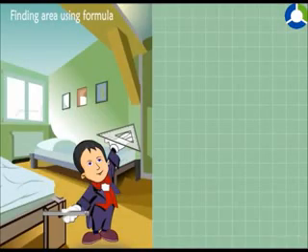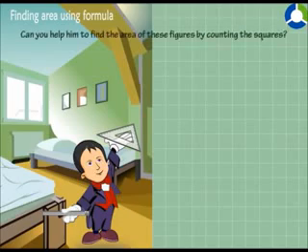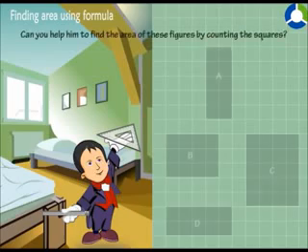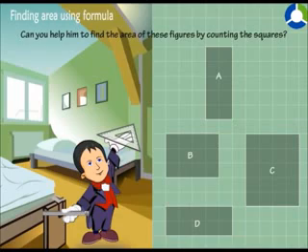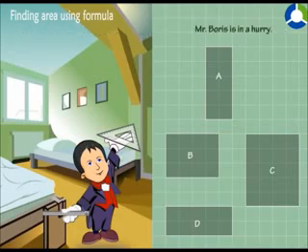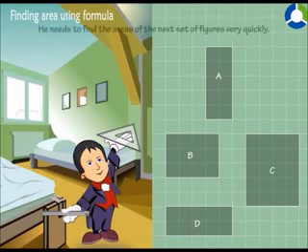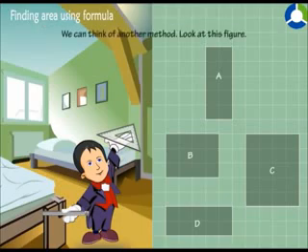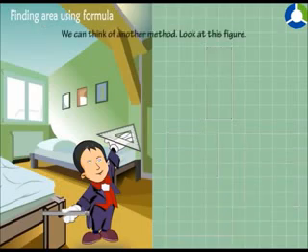Finding area using formula. Mr. Boris is an architect. Can you help him to find the area of these figures by counting the squares? Mr. Boris is in a hurry. He needs to find the areas of the next set of figures very quickly. We can think of another method.